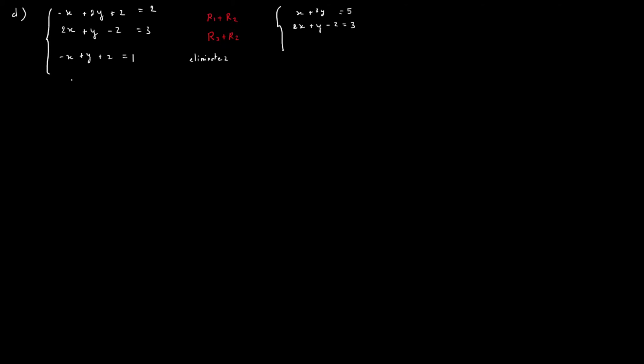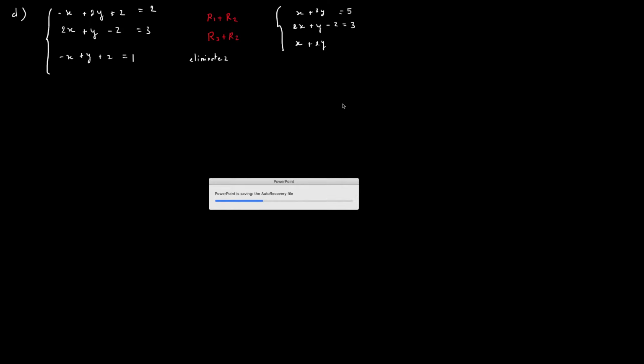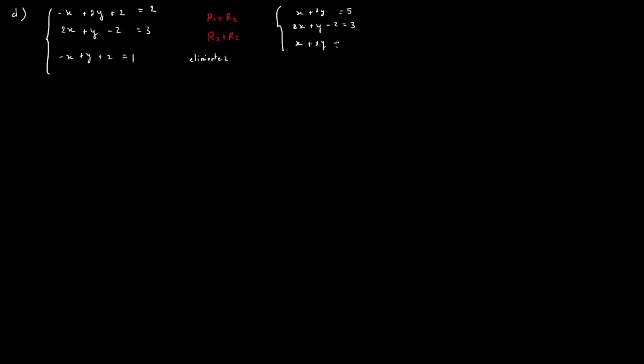Okay, then let's do the same for our third row. We're going to add 2x to minus x, and we're going to get, again, x. We're going to add y to y over here, so we're going to get plus 2y. And that is going to be equal to 4. Just a second, my computer is busy. So that's going to be equal to 4.